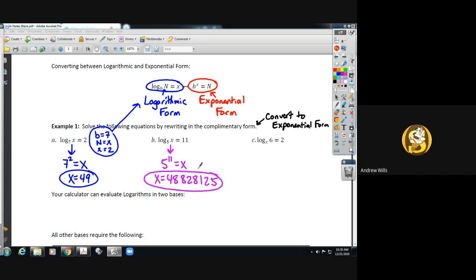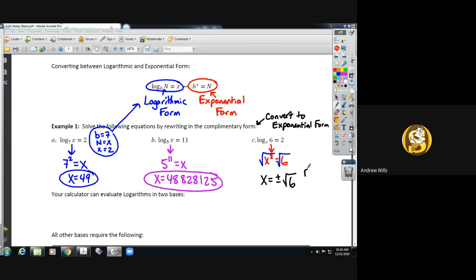Okay, on the final one, the x itself becomes our base. So when we convert it into exponential form, we get x squared equals 6. Well, that's an equation we know how to solve. How do we solve that equation? What do we need to do? Square roots? Yep, we need to take the square root of each side, which means that our answer would be x equals plus or minus the square root of 6.